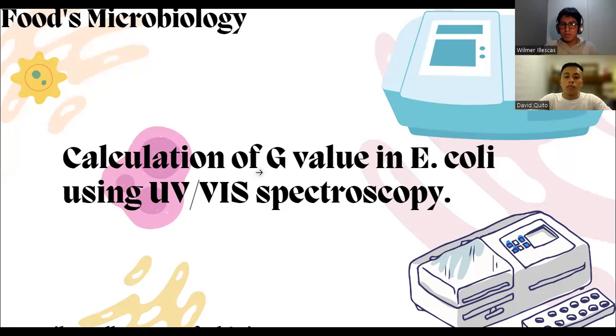In this opportunity, we're going to talk about the second practice of a laboratory of food microbiology. In this case, we're going to talk about the calculation of G value. What is this G value? This G value is the generation time, which is going to be calculated with the absorbance of the bacteria E. coli throughout the time. So let's start.